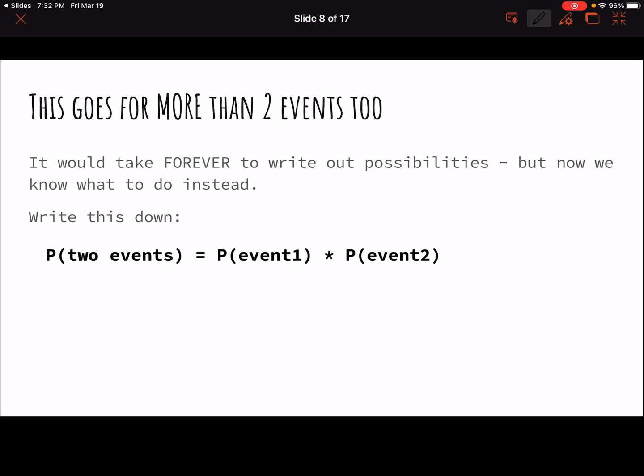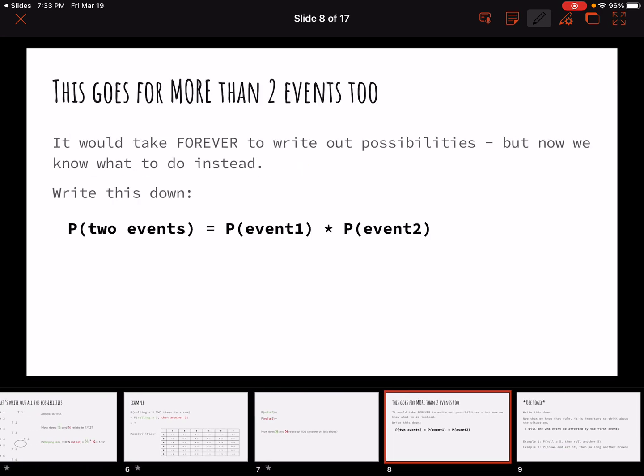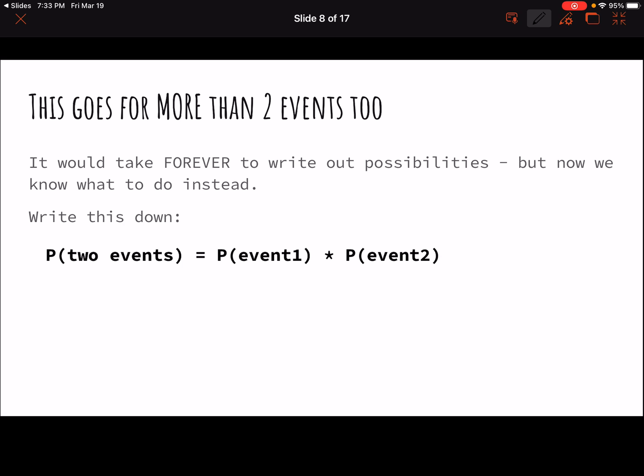If we have more than 2 events, this property still holds. And eventually we will stop writing out all of the events like we did on this slide, and we'll just start using this rule. So when we have the probability for 2 events, it's the probability of the first event times the probability of the second event. Then if you have 3 events, we multiply by the probability of the third event, and so on and so on. So when we have these multiple events, what we do to combine each of their individual probabilities is we multiply. So that's our first rule.